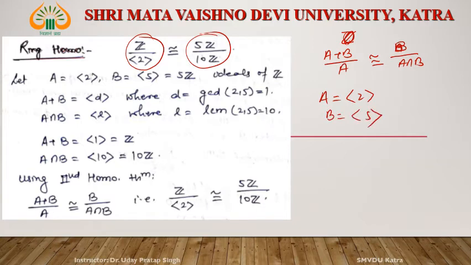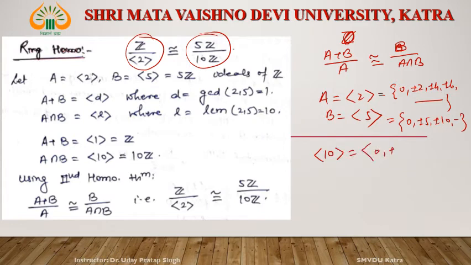Okay, A means the ideal generated by 2, and B means the ideal generated by 5. The ideal generated by 2 means 0, plus minus 2, plus minus 4, plus minus 6, and so on, and the ideal generated by 5 means 0, plus minus 5, plus minus 10, and so on. Now what is 10? The ideal generated by 10 is 0, plus minus 10, plus minus 20, and so on, which is the intersection of these two. That is, 10 is nothing but A intersection B.